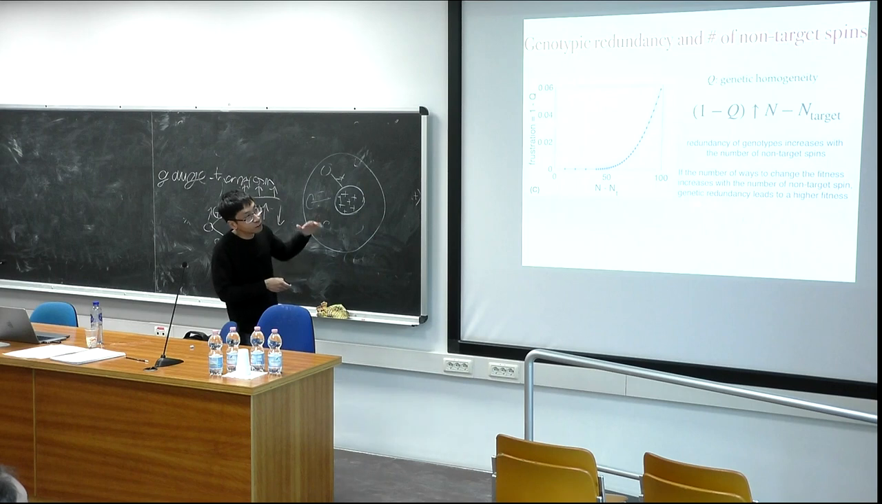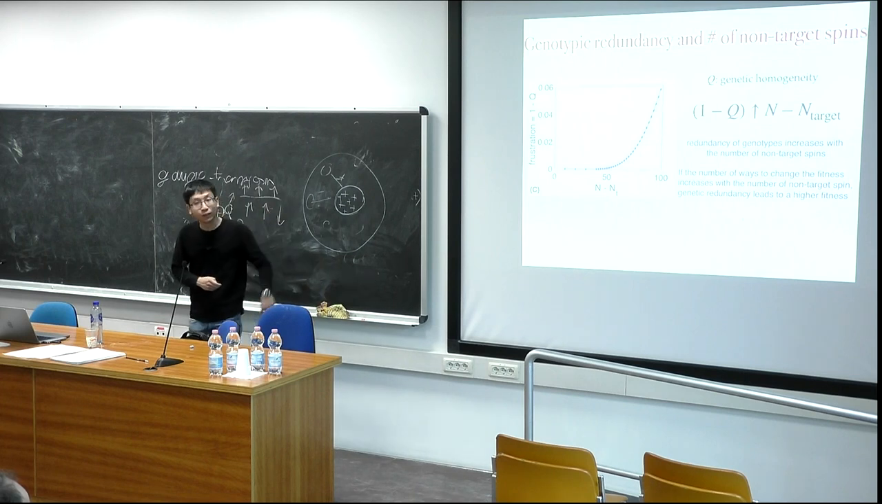So this redundancy increases with the number of non-target spins, and Q is a homogeneity between the genes, right? So 1 minus Q is a redundancy. And this means that if you want to increase the number of ways to change the fitness with the number of non-target spins, then you will have higher redundancy, and at the end, this will decrease the fitness.